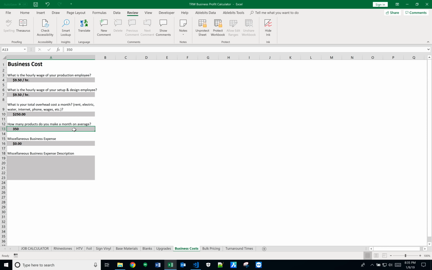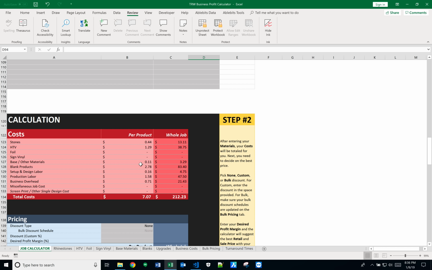Then you want to put how many products you make on average a month. This is going to go into the calculation for the overhead. So just do a guesstimate. How many are you producing on average? Doesn't have to be an exact science. And then lastly, miscellaneous business cost or expense. So this is just anything extra that wasn't in one of these categories above. You can put it here and then put a description for it. Okay, so that's the business cost section. Again, you want to put this information in when you first get the calculator. Okay, so that's going to help explain how we got to these numbers.